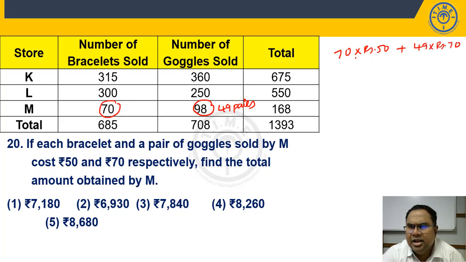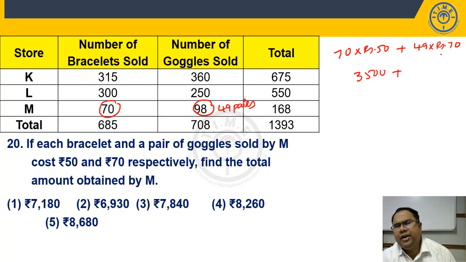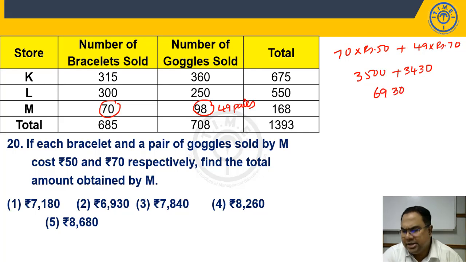This is easy. This is 3500. This will be 3500 if I take 50, but it is 70 less. So 3430. So 6930. 6930 is present in option... one second, it is 3500, 49 into 7, 3430, 6930, option 2.